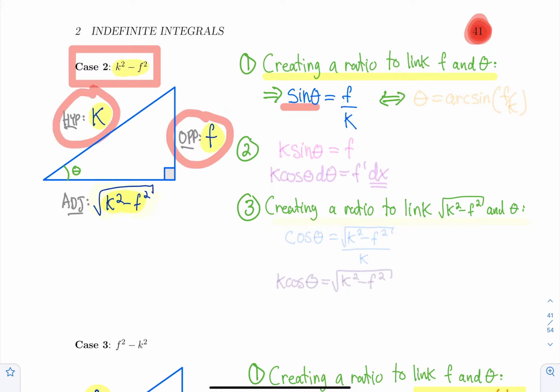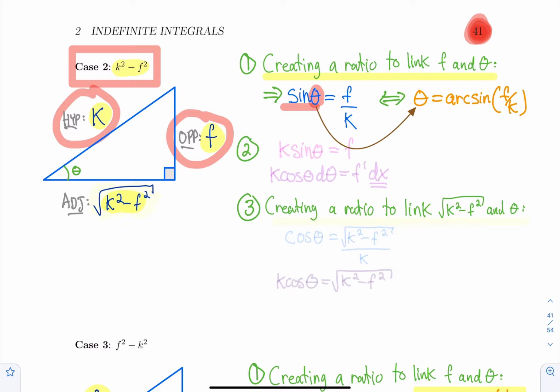And at this point, as usual, if you want a formula for theta, if you want to extract theta out of that sine, you're going to use an arc sine on both sides. So arc sine of sine cancel each other. And then on the right side, you get arc sine of f over k. So if needed, we have a formula for theta.